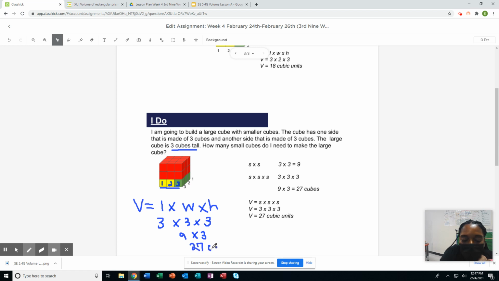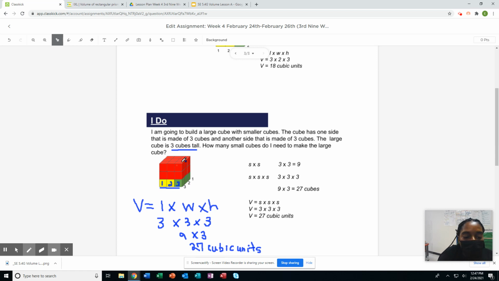And this is cubic units. Or we could write units to the third power, okay? Please rewatch this video if you have more questions.